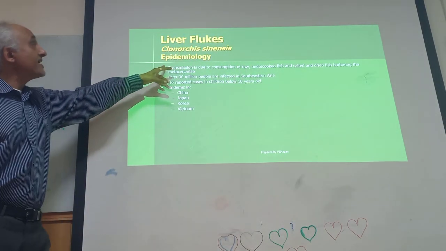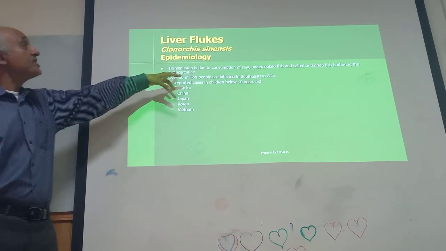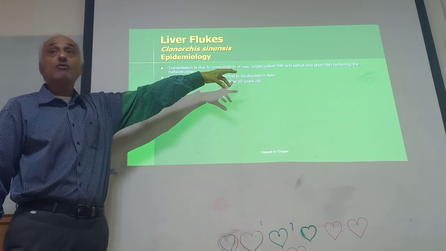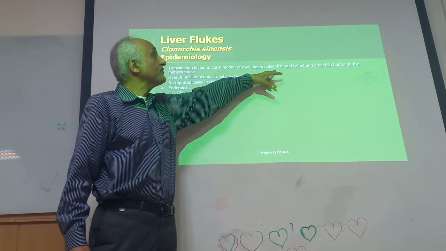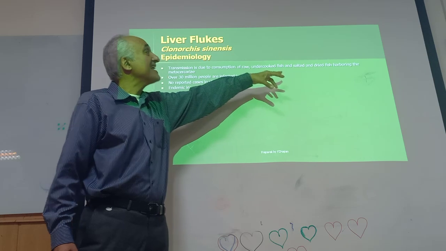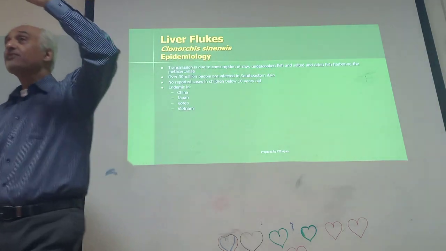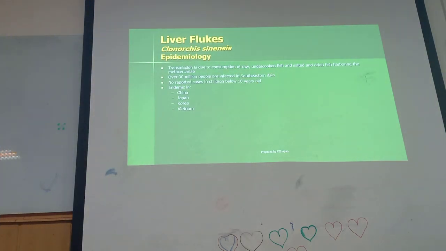Liver fluke, Clonorchis sinensis epidemiology. Transmission is due to consumption of raw, undercooked fish and salted and dried fish. Be careful. In some places, in India for instance, and in Pakistan, I know that in some cities we can find dry fish, very small ones, to eat. Maybe they carry cercaria if the process of making them is very recent.